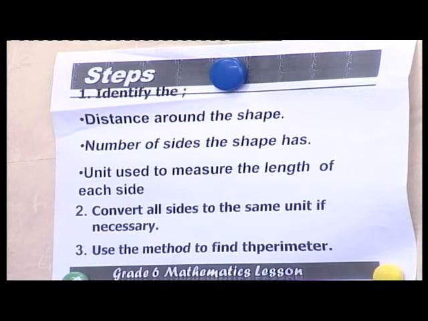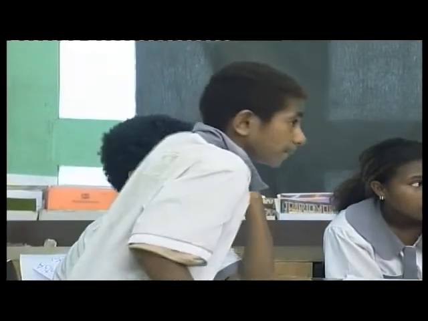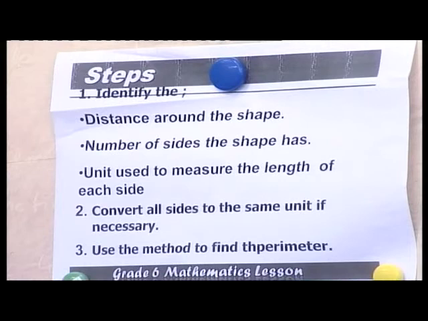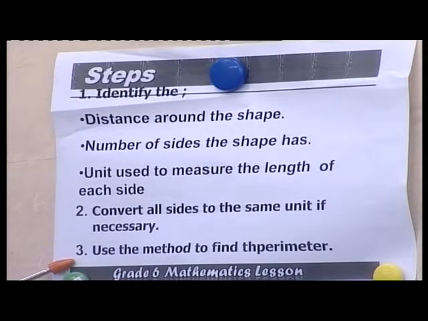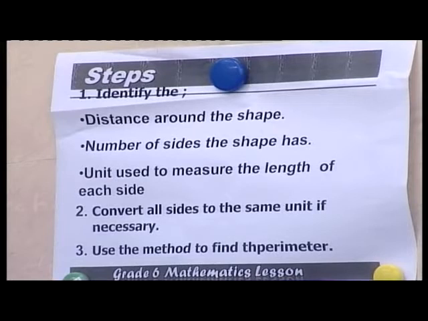Jason, read the next step. Convert all sides to the same unit if necessary. Thank you, Jason. Samuel, read the third step. Use the method to find perimeter. All right, thank you. Now, in order for us to work out the perimeter of any shape, class, that is the step we can follow.